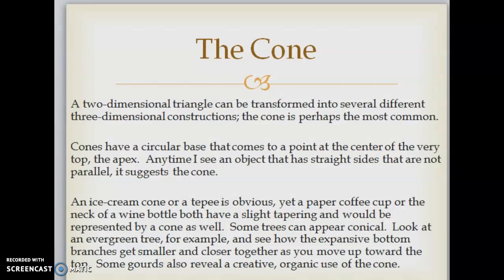An ice cream cone or a teepee is obvious, yet a paper coffee cup or the neck of a wine bottle both have a slight tapering and would be represented by a cone as well. Some trees can appear conical. Look at an evergreen tree, for example, and see how the expansive bottom branches get smaller and closer together as you move up toward the top.